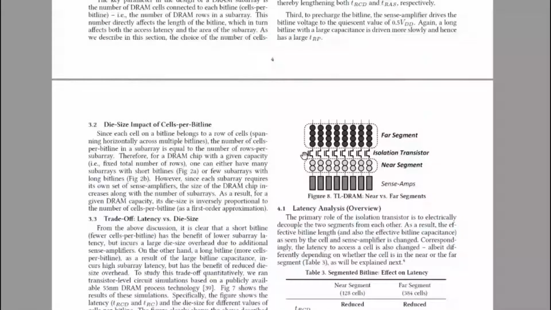This subarray is divided into two segments, far segment and near segment, and these are the isolated transistors. As I already explained, once these transistors are on, then these segments are available for this row buffer. Otherwise, when these transistors are off, then only the near segment is available to the row buffer. That means the bit line is reduced for the near segment, and when these transistors are on, the length of the bit line will be more. So now how can we use it to give benefit?